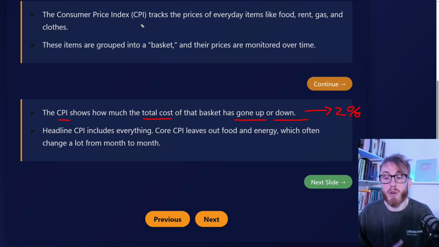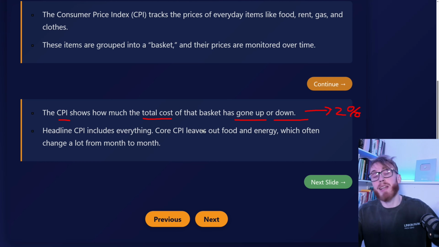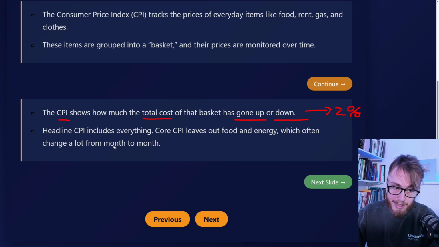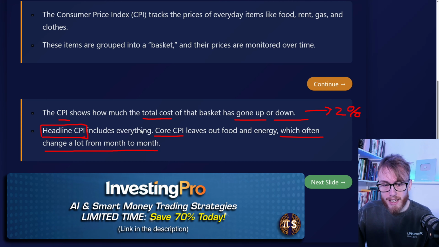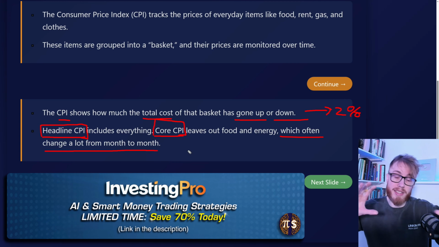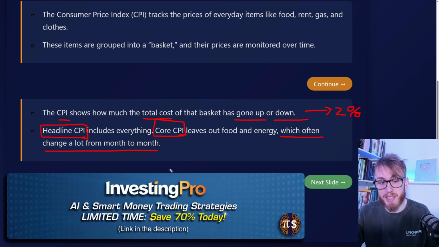There is, however, of course, debate if 2% is even good in the first place, but that is basically how the modern economy is running right now. And here, headline CPI includes everything, while core CPI leaves out food and energy, which often can change a lot from month to month. So headline CPI and core CPI are basically two slightly different measures of CPI.